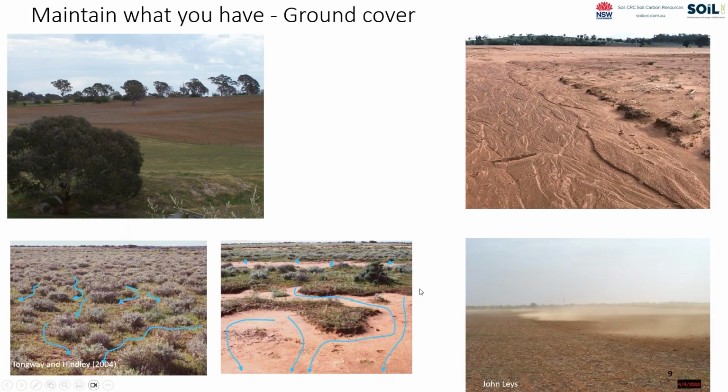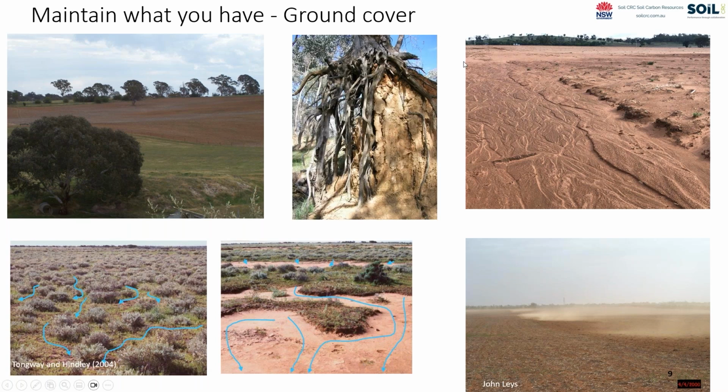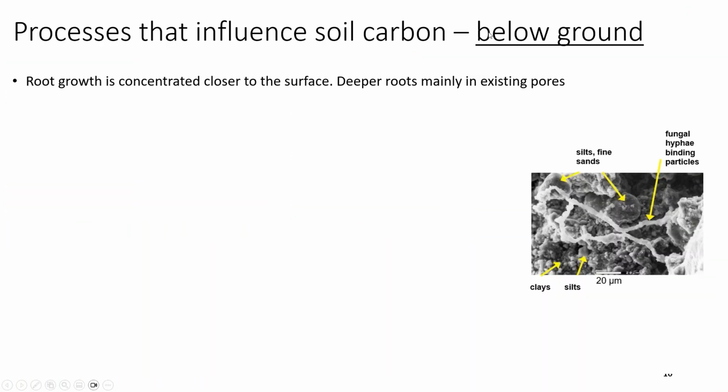Some cropping examples where we've got the surface protection of stubbles from wind erosion. John Lees took this neat photo showing how dust is kicking up at the edge of the stubble effect. And then the top one here with bare soils being exposed to summer storms really rips it away. And of course, sometimes erosion is all too easy to see. So what happens below ground? What sort of processes are going on down there?